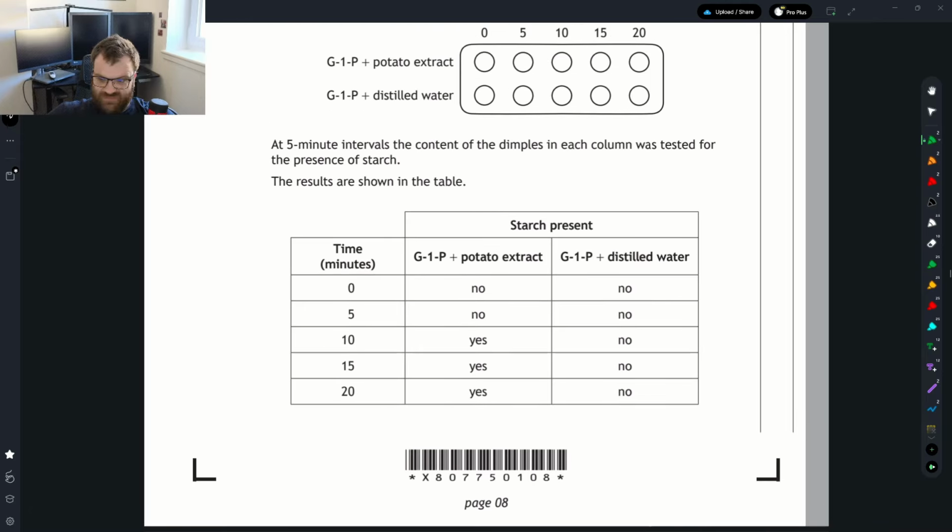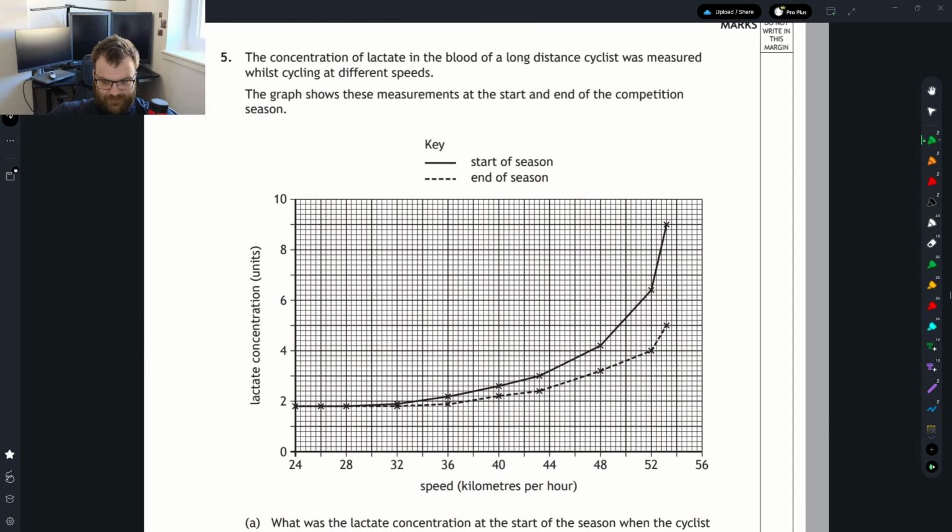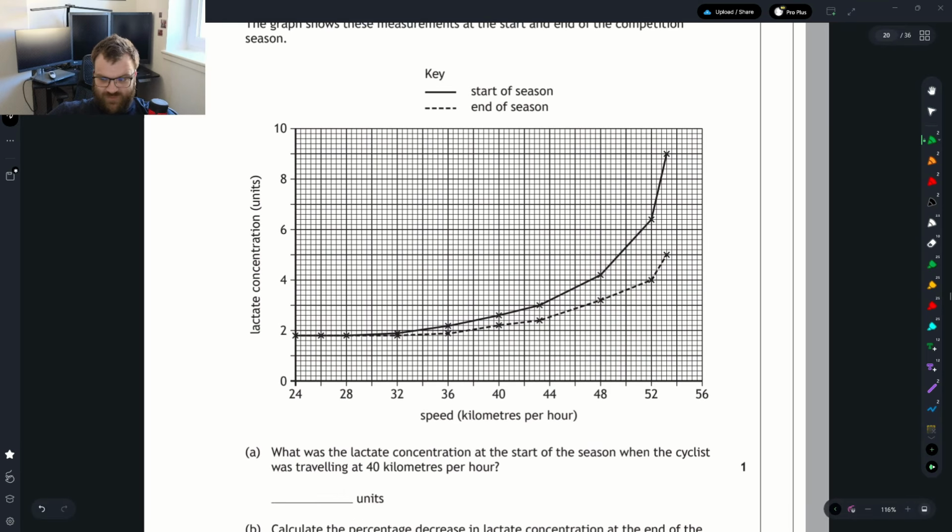Next one, we've got lactate building up in a long distance cyclist at different speeds. What was the lactate concentration at the start of the season when the cyclist was travelling at 40 kilometers per hour? So 40 kilometers per hour is here. Start tells you up here is the full line. That's the top of it here. I want to run that across to here. And then we need to decide what the value is going to be here.